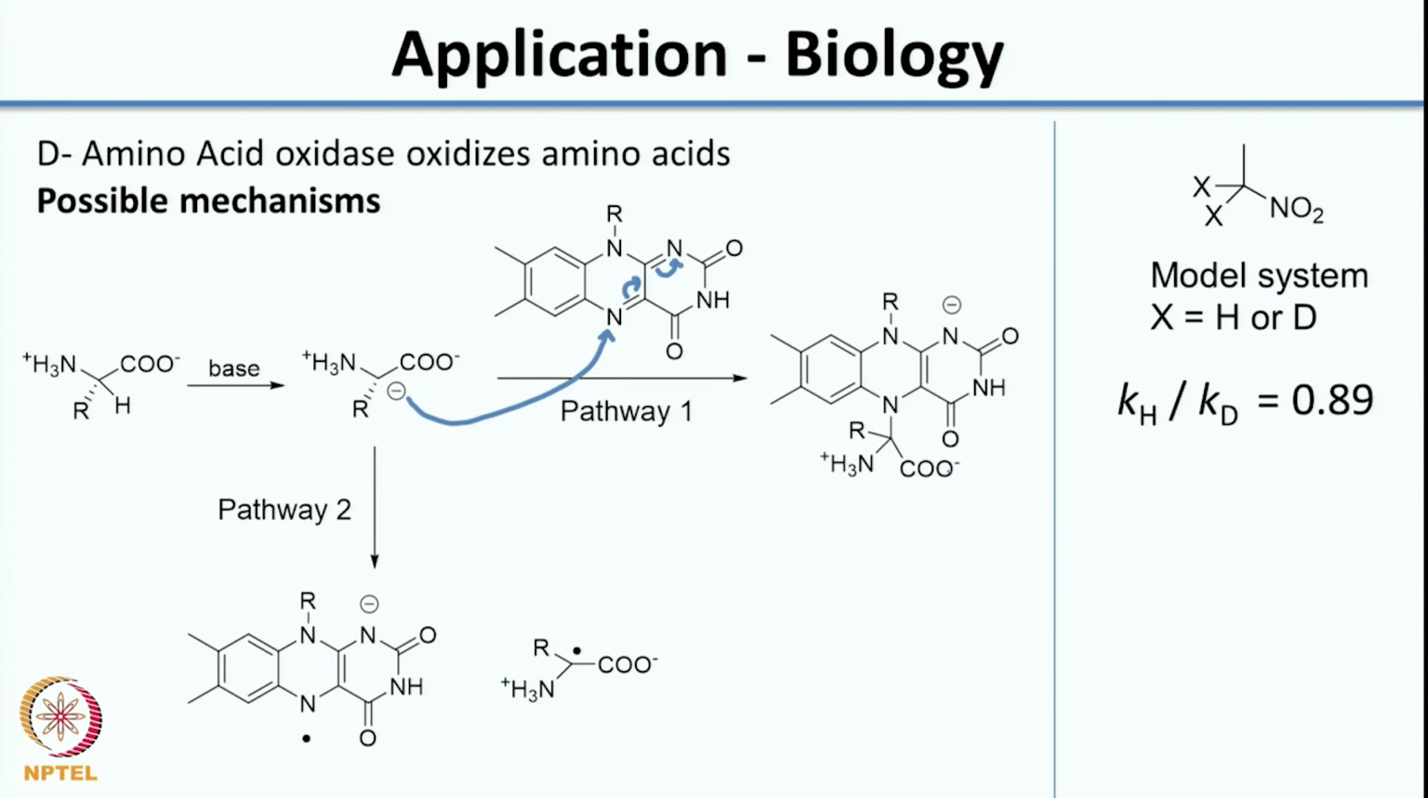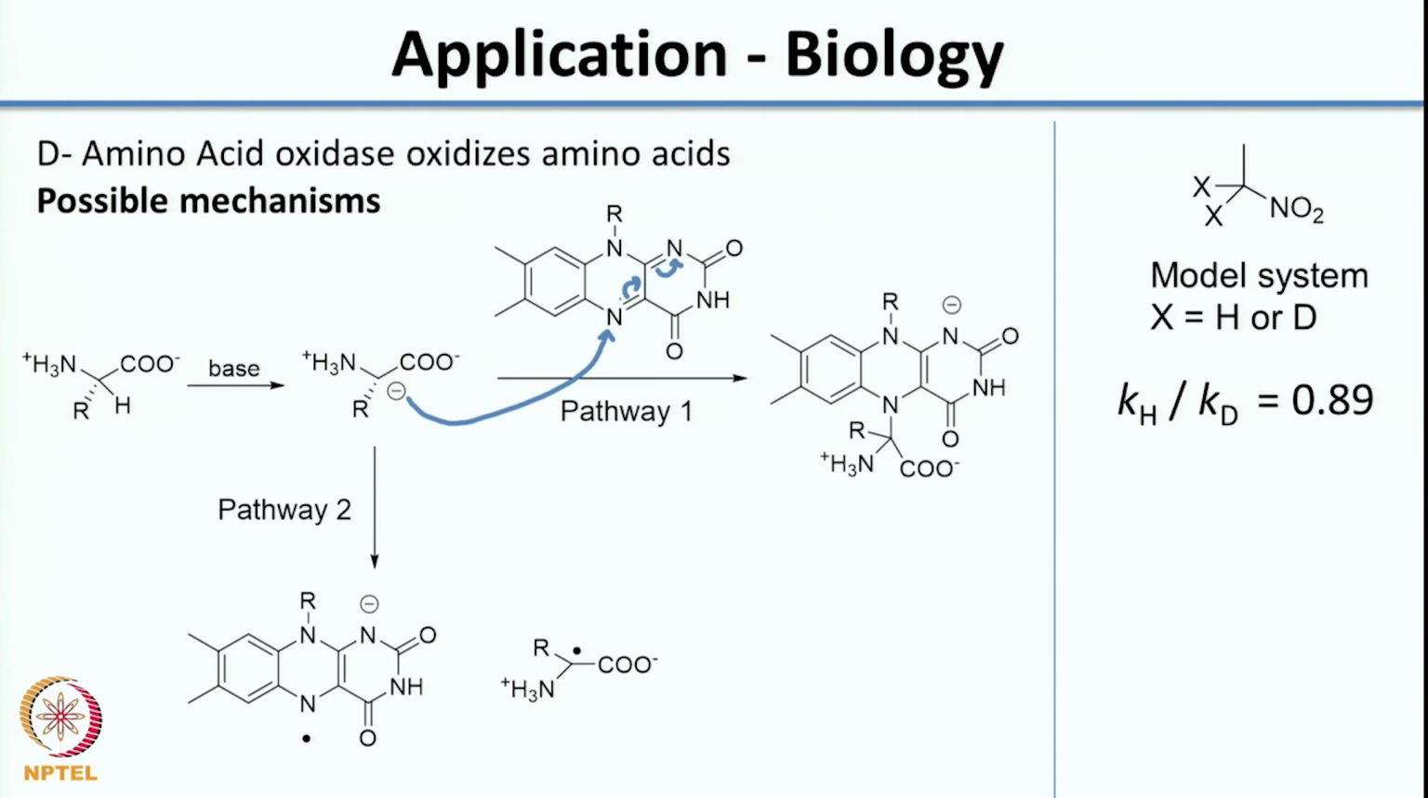The other option is where you have a radical-like mechanism. Here, once you form the anion, instead of the anion acting as a nucleophile, it can actually undergo electron transfer. What it has done is give an electron to the system here. So you are again pushing electrons as shown earlier.